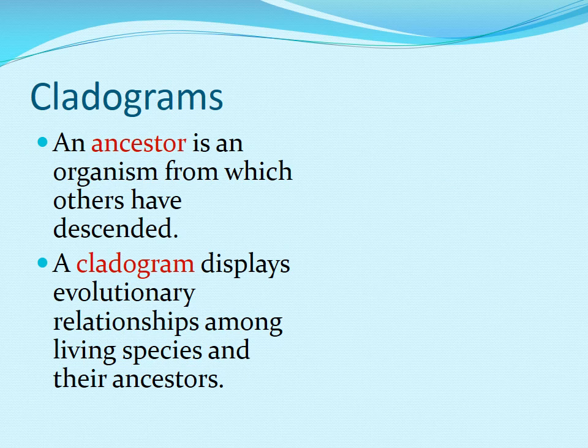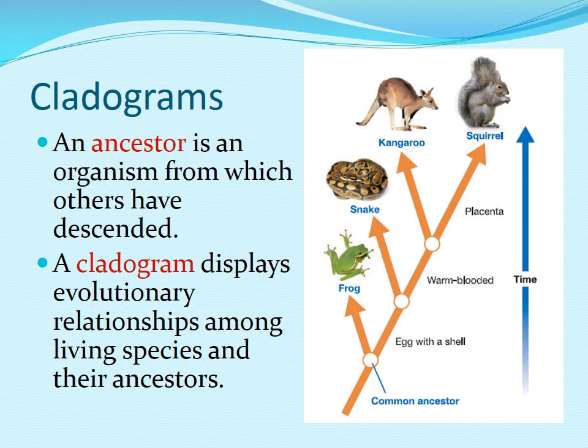This takes us to cladograms. And you need to know these terms. An ancestor is an organism from which others have descended. That's pretty basic. But a cladogram is actually a visual display of the evolutionary relationship among living species and their ancestors. And it looks sort of like a branch on a tree where one side's really straight. Okay? It looks like this. And you'll see that you have one side that is continuous, the side over here. And then you have little branching events happening off of it, all right? And each branching event coincides with a particular characteristic.